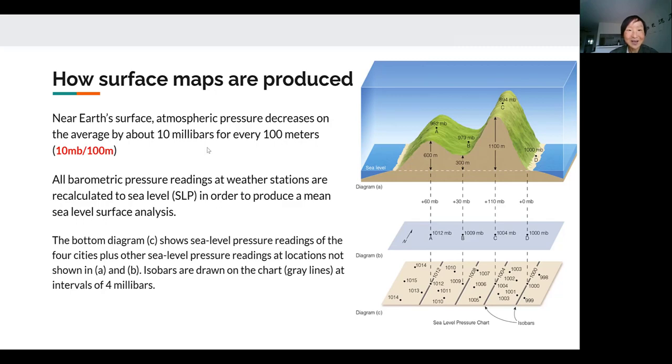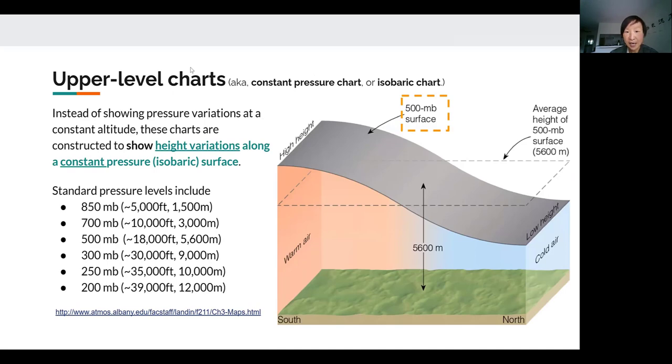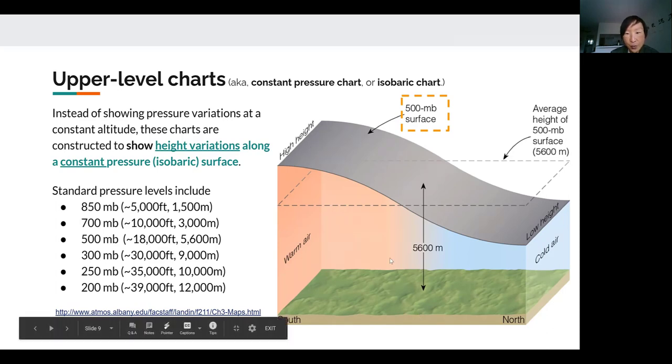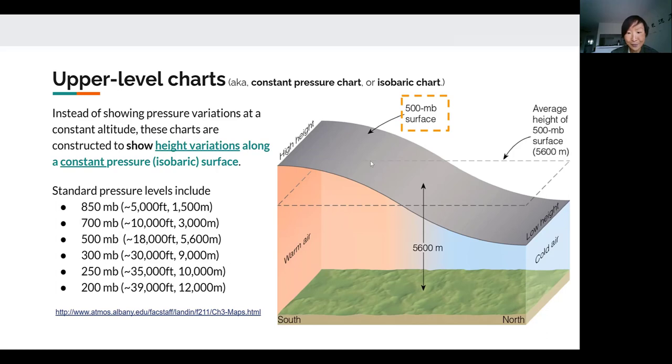So here is how we produce the sea level air pressure map. But upper charts means above sea level, okay? We're talking about thousands of meters, thousands of feet. How is that produced? Well, first of all, upper level charts are a little bit different from sea level charts because upper level charts are not flat. You have ups and downs, like terrain, like a surface. So upper level charts actually measure height, to which level you can find a certain pressure, okay?